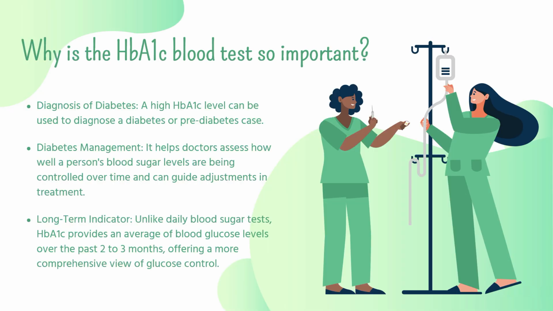So why is the HbA1c blood test so important? As we've mentioned, the HbA1c blood test can help us in the diagnosis of diabetes. A high HbA1c level can be used to diagnose diabetes or a prediabetes case, as we saw in the previous slide. The HbA1c blood test is also important for diabetes management. It helps the doctor assess how well a person's blood sugar levels are being controlled over time and can help to guide adjustments in treatment.